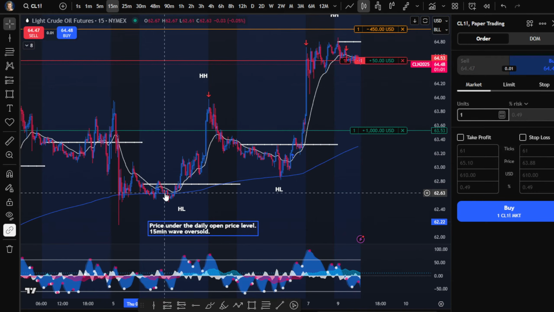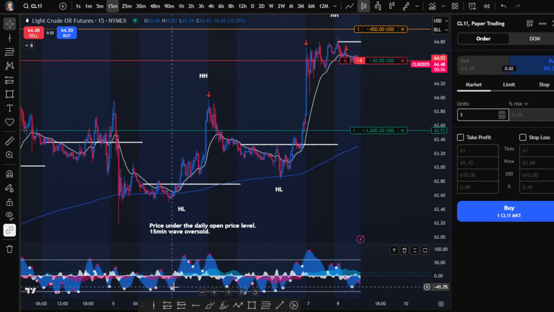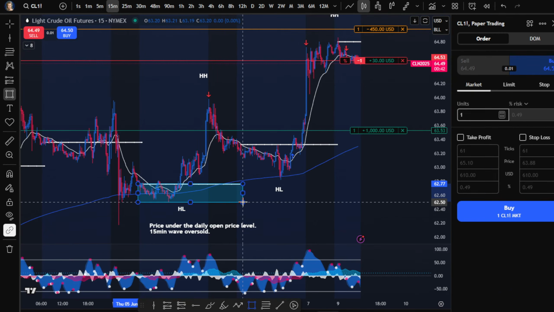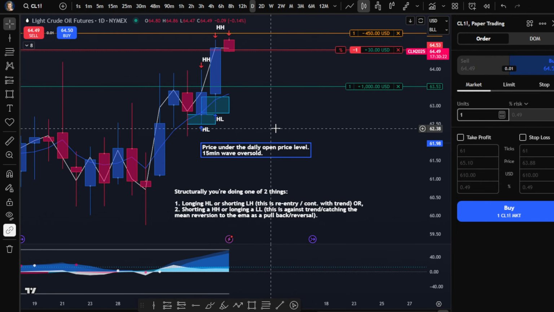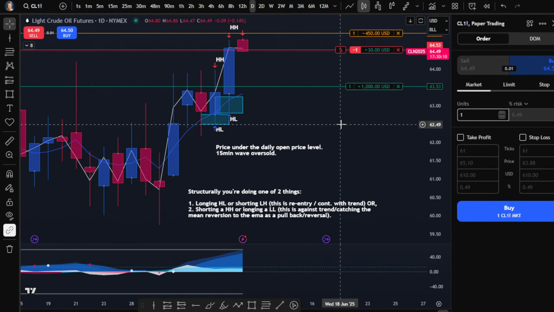So price was under the open and in the 15-minute wave. In this case, it didn't hit oversold perfectly, but it was still under with a mild regular divergence. And then the next day, it did touch the -60 oversold level. So that is the conditions for catching the bottom wick on a daily candle. Okay, I've just gone to the daily time frame to show you that I am catching the bottom wick of those daily candles. Sometimes I try and catch the wicks on the weekly candles as well. But that is a summary for the crude oil trades at the moment.